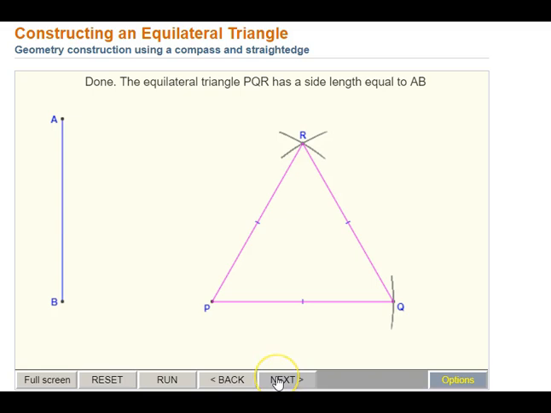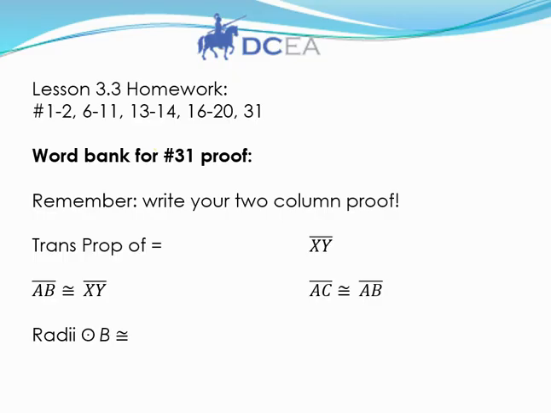I have a recommendation with this construction: when you draw line AB, also draw a straight line before that goes all the way across where your construction will be. That way point B, point P, and point Q will all stay on the same line. So that's it for our constructions.